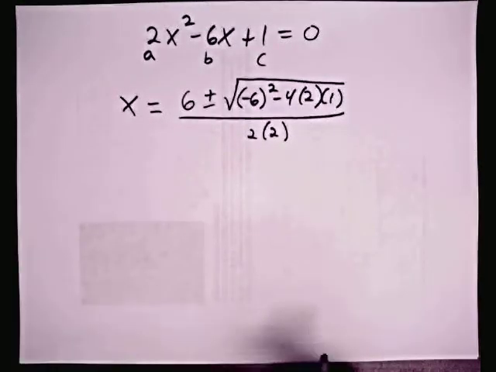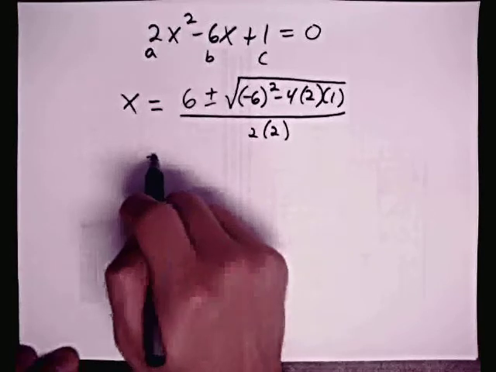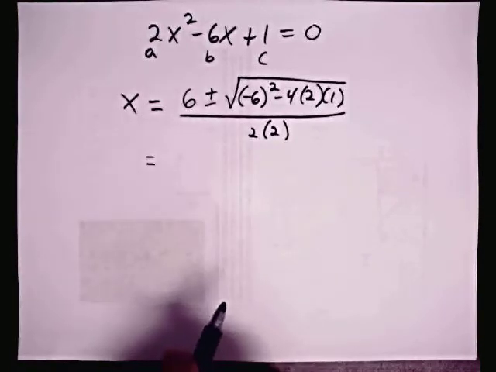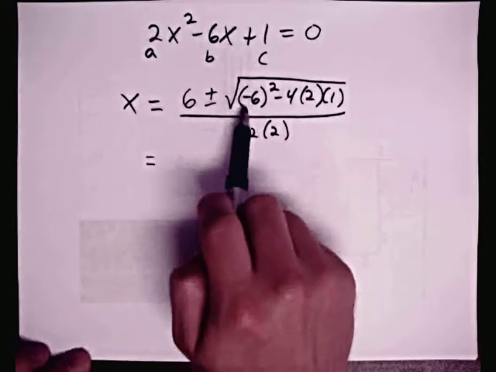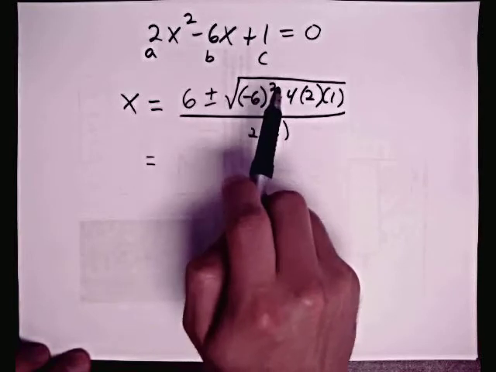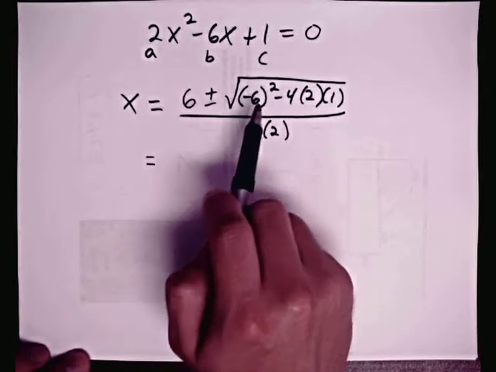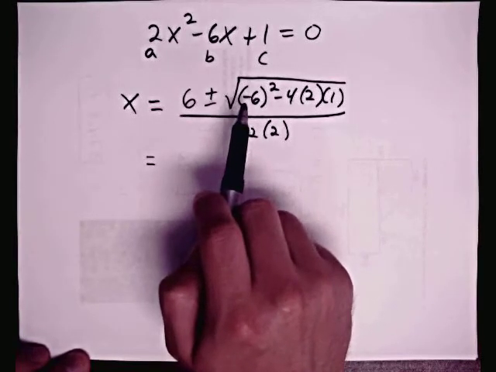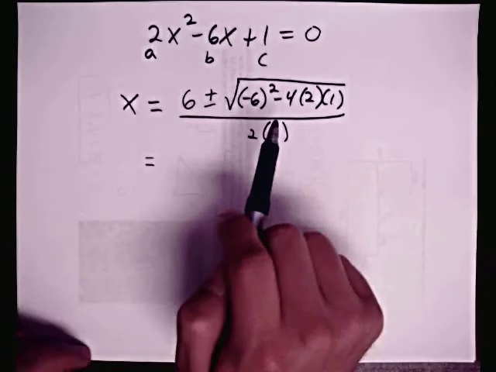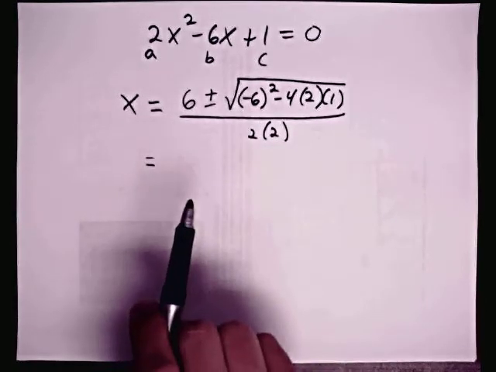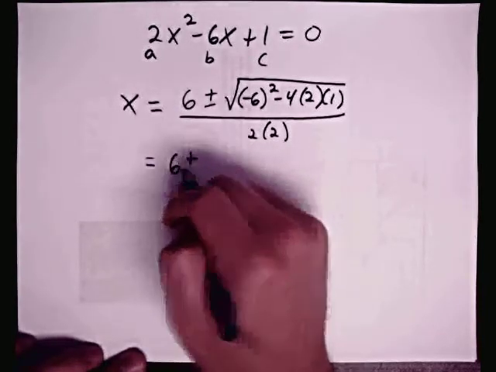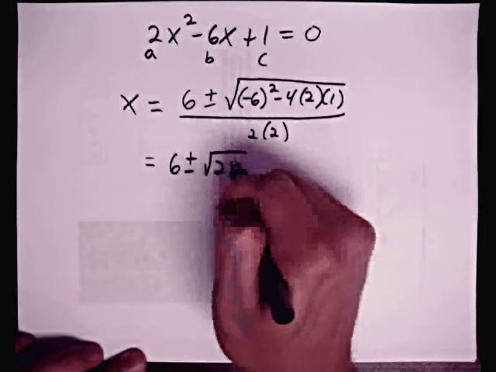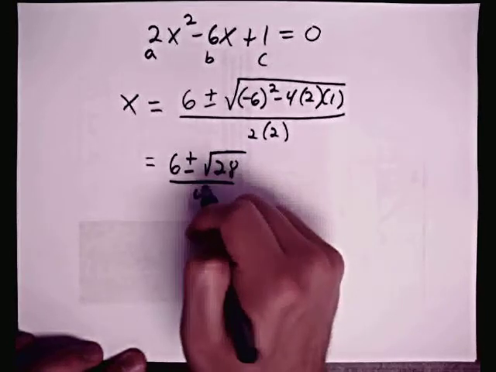Start simplifying that by putting the inside part of your square root into your calculator. Be very careful when you type it in. Make sure you use parentheses, negative 6 inside and then squared, otherwise your calculator will not do this negative correctly. So type it in your calculator just like you see it here. If you do that, you should get 28 underneath the square root over 4.